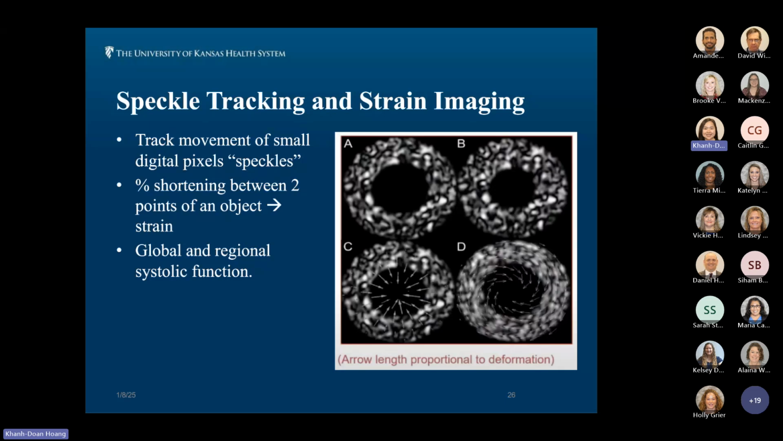So echo strain imaging was originally developed as an extension of tissue Doppler velocity imaging. And the idea is that it tracks the movement of small digital pixels called speckles, which are generated by the interaction between your ultrasound waves and your cardiac tissue. And the percent of shortening or deformation between two points of your segment or your object is known as strain. And strain is helpful in estimating global and regional systolic function. It's nice because it's angle independent of your ultrasound beam, but it still requires good imaging.